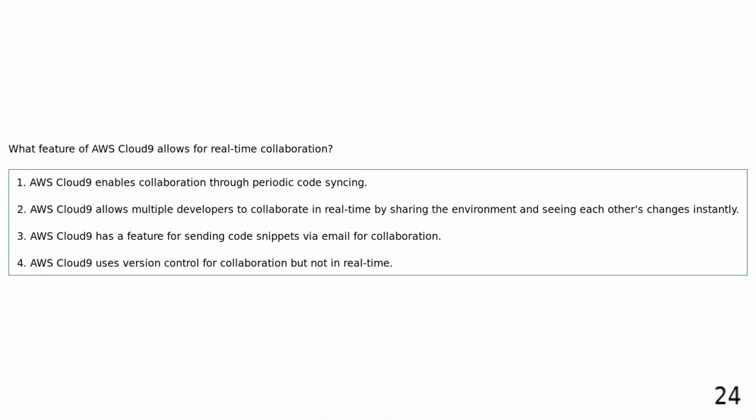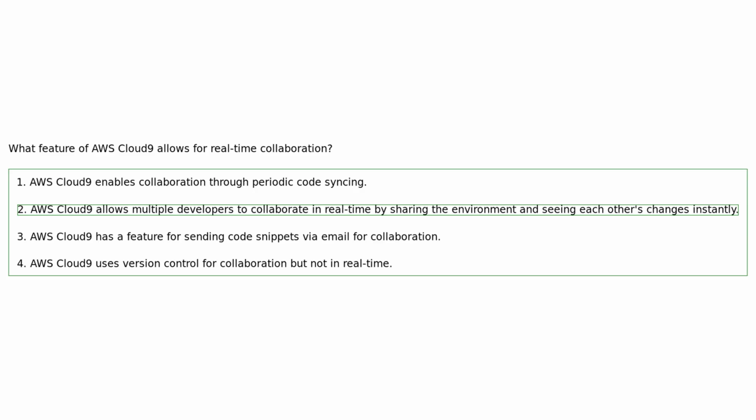What feature of AWS Cloud9 allows for real-time collaboration? AWS Cloud9 enables collaboration through periodic code syncing. AWS Cloud9 allows multiple developers to collaborate in real time by sharing the environment and seeing each other's changes instantly. AWS Cloud9 has a feature for sending code snippets via email for collaboration. AWS Cloud9 uses version control for collaboration but not in real time. AWS Cloud9's real-time collaboration feature allows multiple developers to share an environment and see each other's changes as they happen.